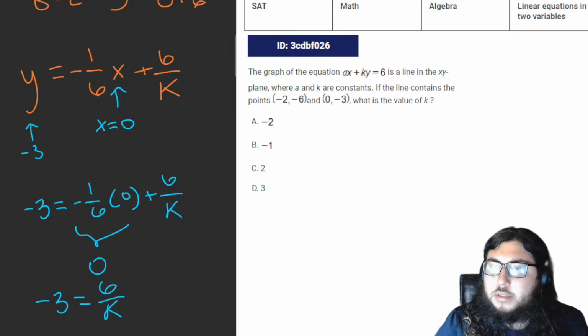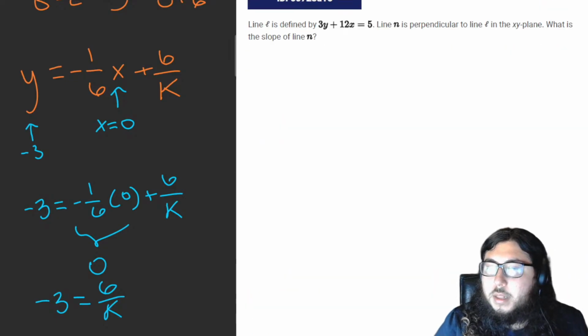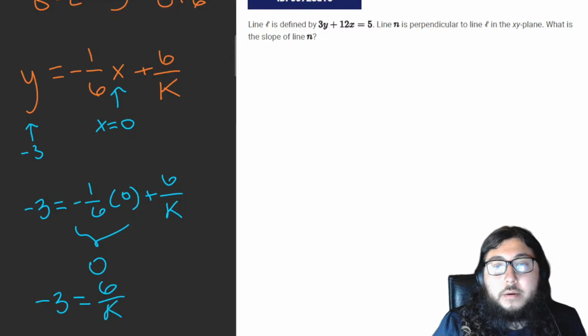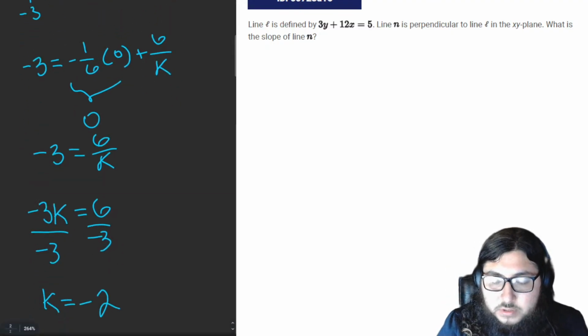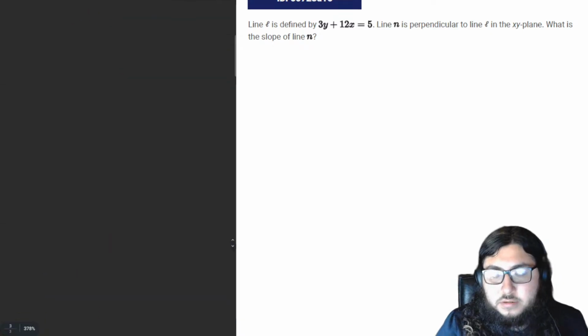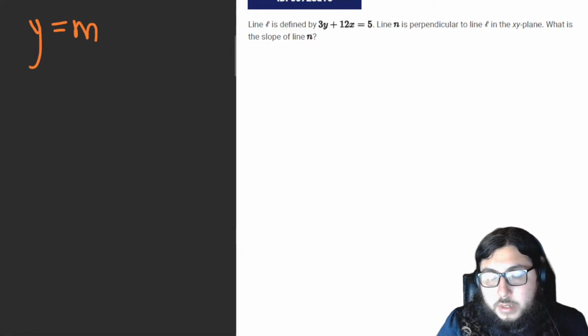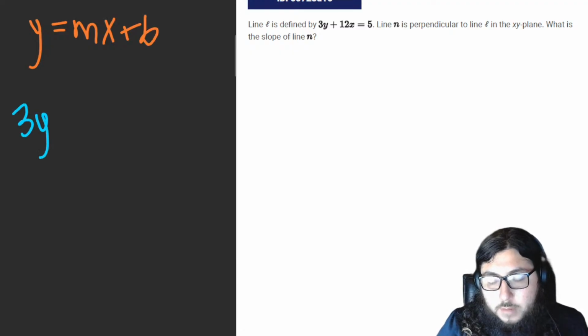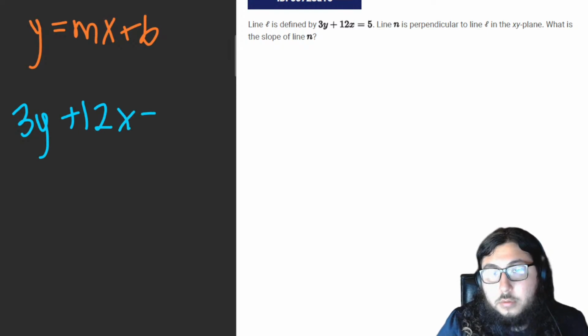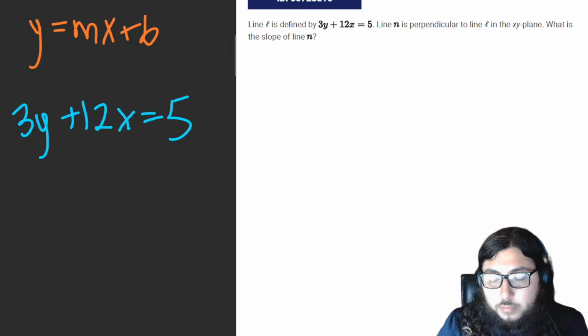Yes. Next question. Line L is defined by 3y plus 12x equals 5. Line N is perpendicular to line L in the xy plane. What is the slope of N? So first things first, we want to put this standard form of a linear equation into slope-intercept form, which is y equals mx plus b. So our first step is to turn 3y plus 12x equals 5 into slope-intercept form.